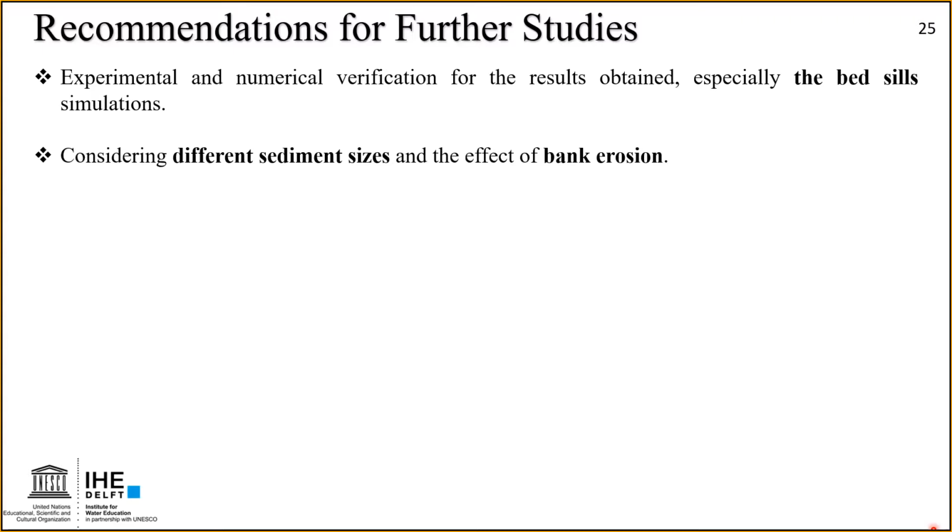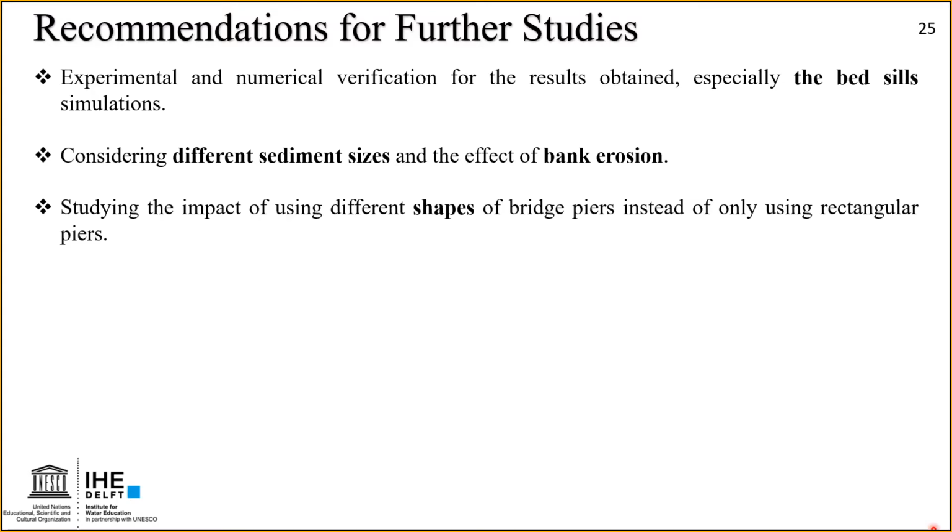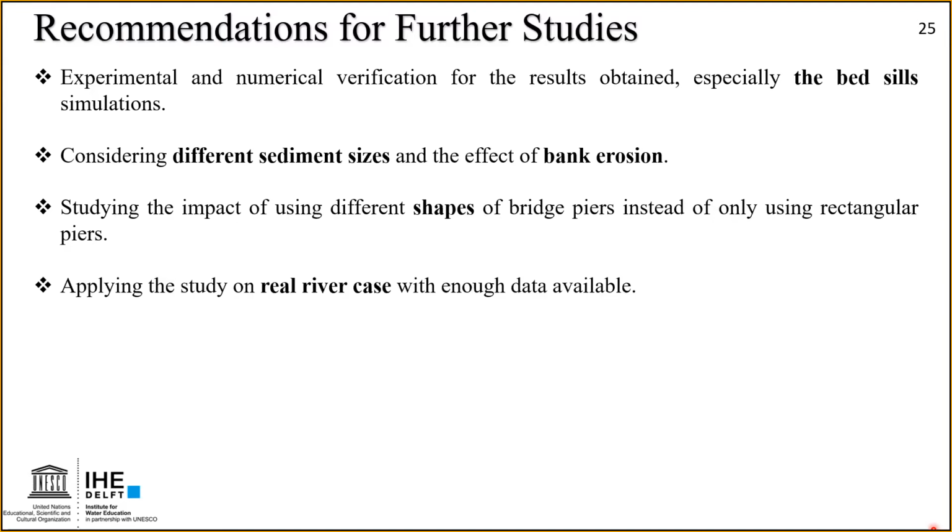Also, we need to consider different sediment sizes and the effect of bank erosion in our work. We assumed uniform sediment size and fixed banks. We also need to study the impact of using different shapes of bridge piers instead of only rectangular piers, as we see that different shapes of bridge piers affect the local scale. We want to check if they could affect the large scale or not. We need to apply the study on a real river case with enough data available.